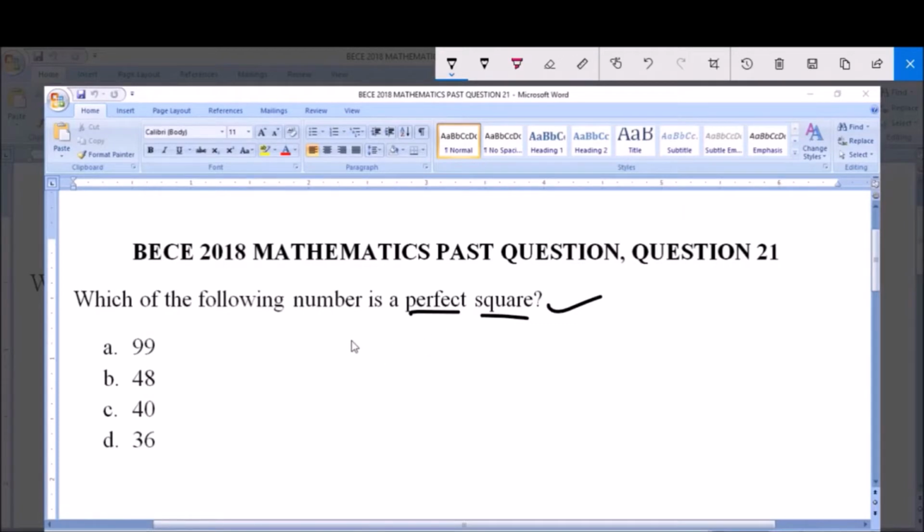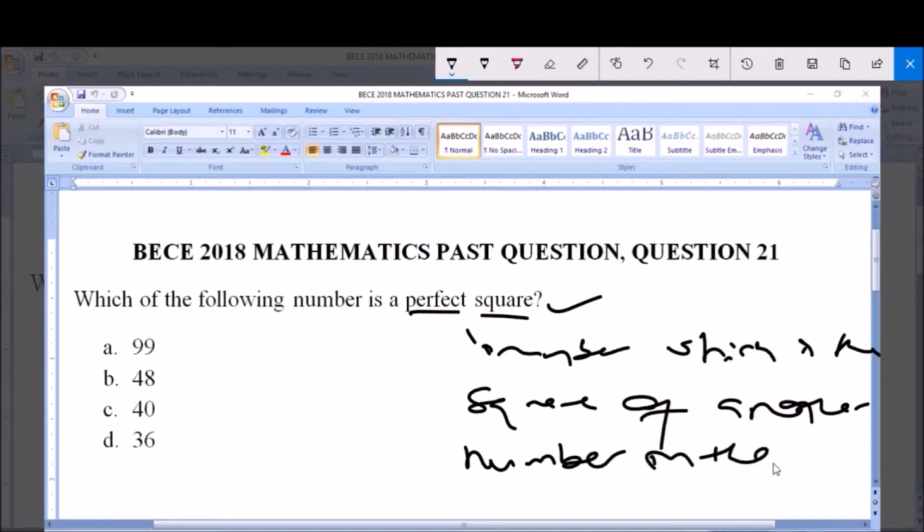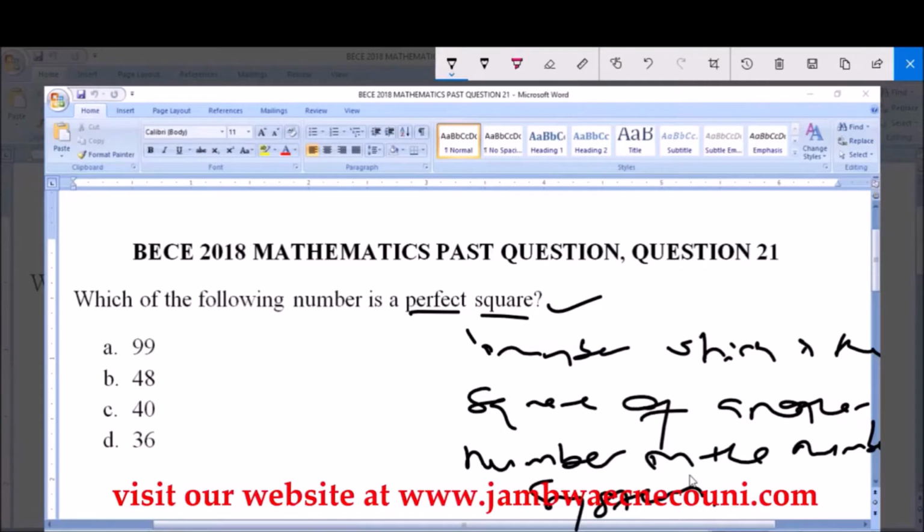Now perfect square is simply a number which is the square of another number in the number system. So perfect square is a number which is the square of another number in the number system.